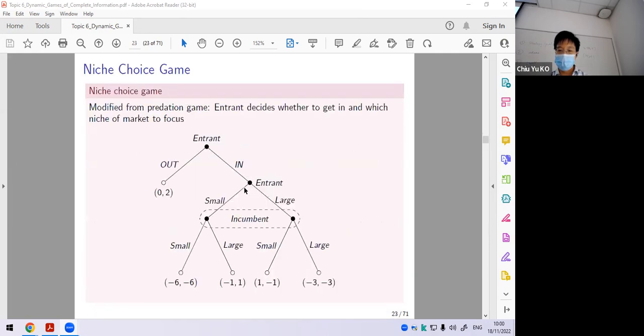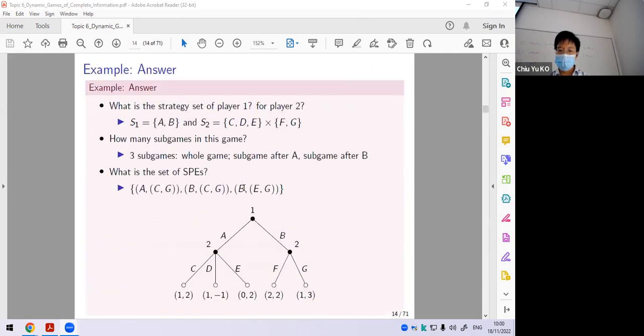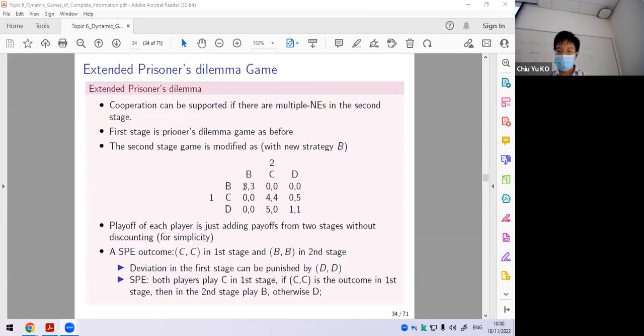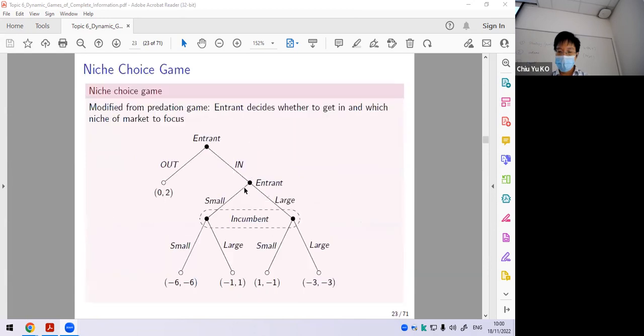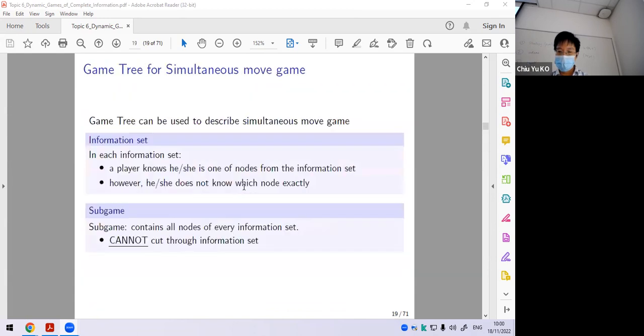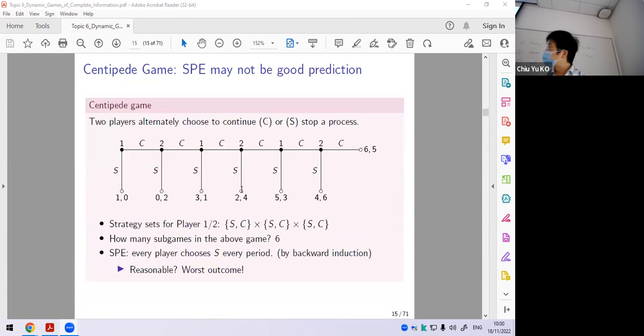Where is the scientific game? Yeah, the scientific game here, right? It's a finite game. Use backward induction, and we know that this is not the outcome that we would expect.